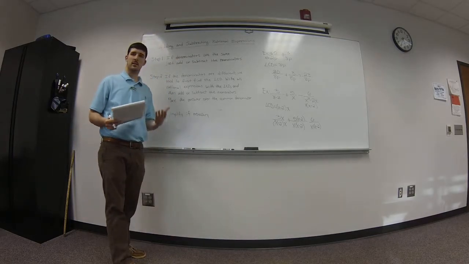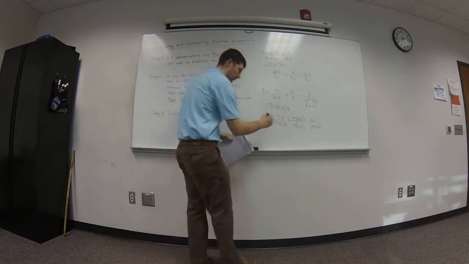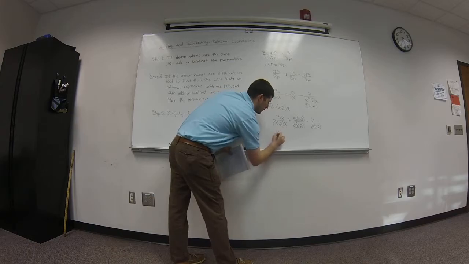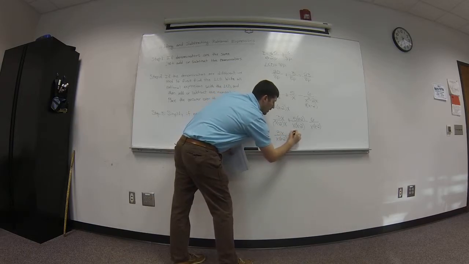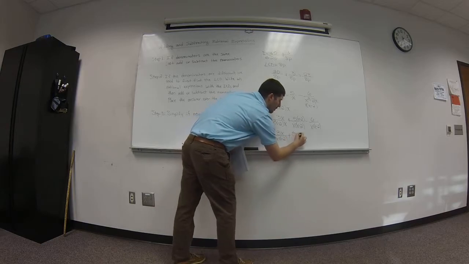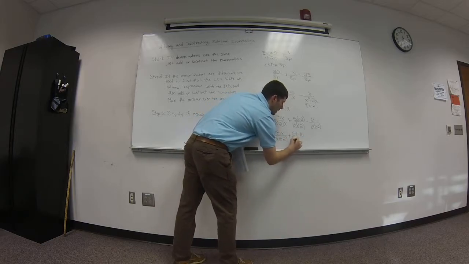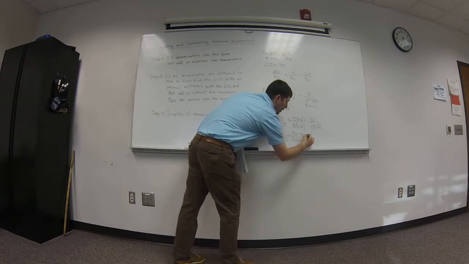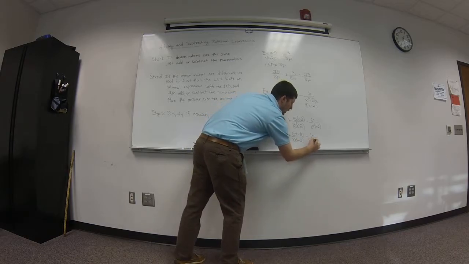All right, now let's clean it up a little bit. So I'm going to have 3x over x times x minus 2 plus, distribute our, 5x minus 10 over x times x minus 2 minus 6 over x times x minus 2.